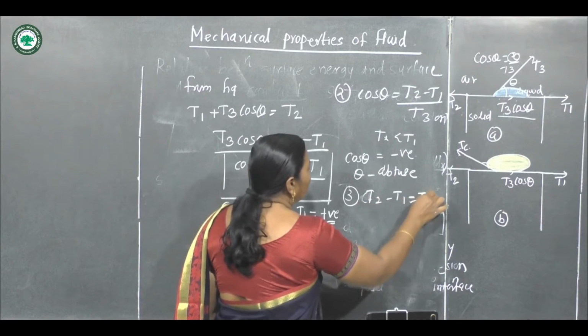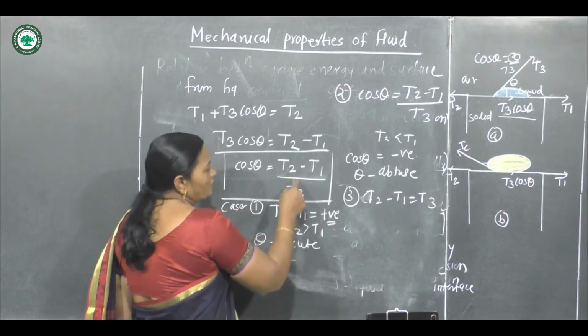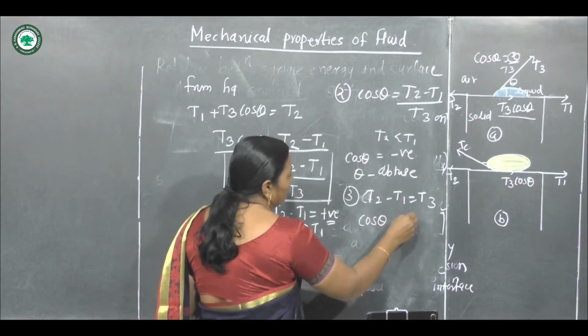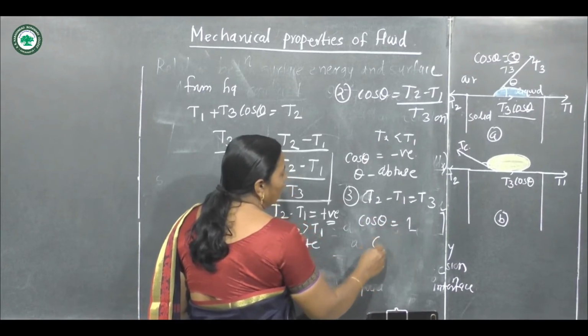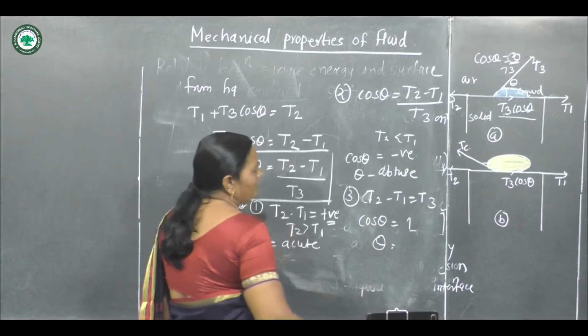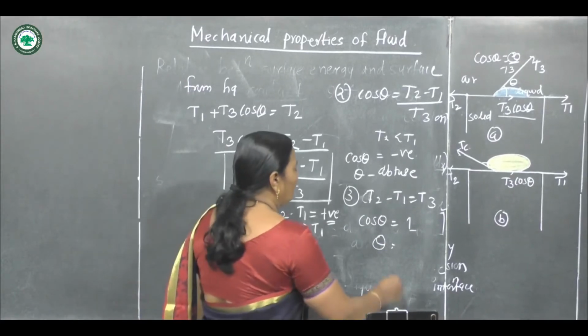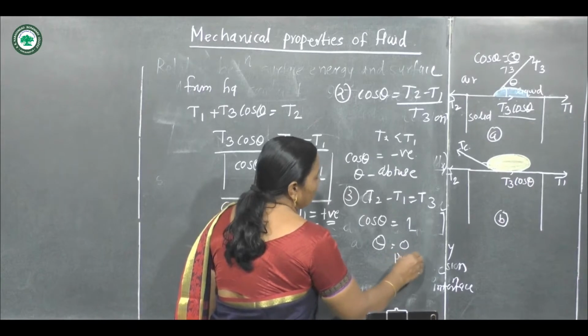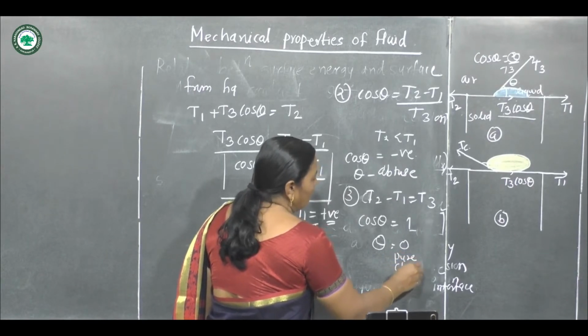Now in the third case, suppose T2 minus T1 is equal to T3. See, both are the same. Then cos theta is equal to 1, and we can say that theta is equal to 0 for pure, clean water.